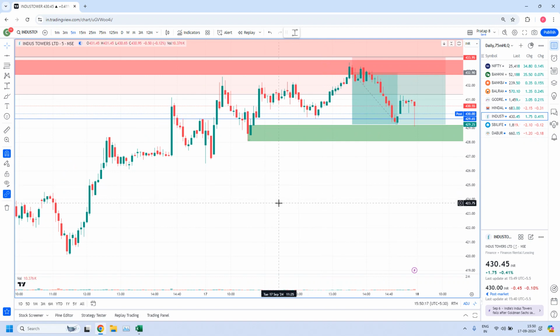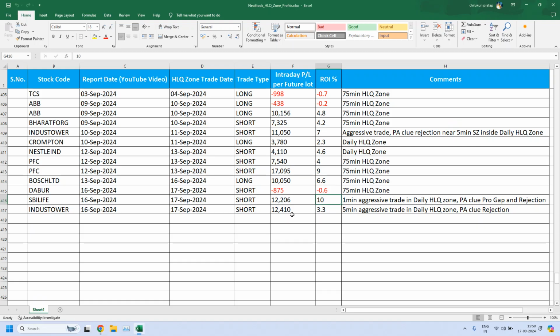So how much profit has Indus Towers given? It has given 12,410 rupees profit. But the ROI is 3.3%. See here, SBILIFE also has the same profit, and Indus Towers almost the same profit. But here the ROI is 10%, and here the ROI is only 3.3%. What could be the reason?